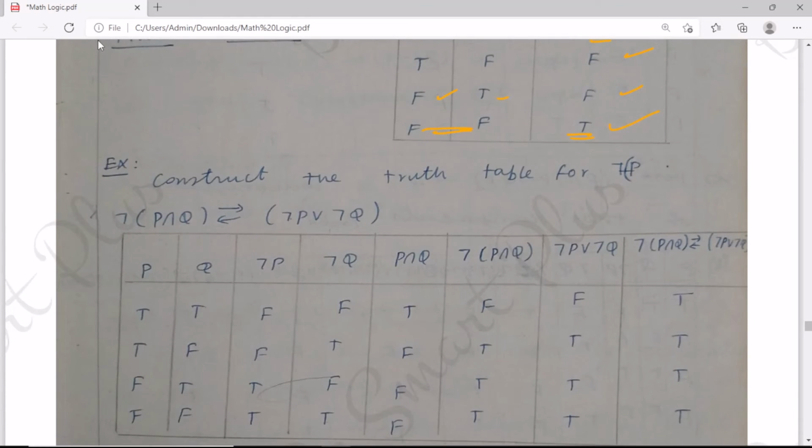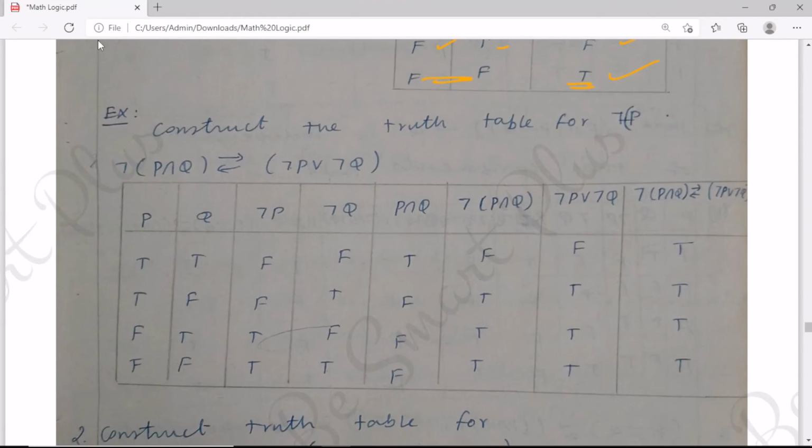Now construct the truth table for negation of P and Q biconditional negation P or negation Q. Here we have two variables, so totally we have four possible sets of truth values like this. First let me find negation P and negation Q. Negation P is nothing but the negation of P: if it is true it becomes false, true becomes false, false becomes true, and false becomes true. Like that we have to find negation Q: true becomes false, false becomes true, true becomes false, false becomes true.